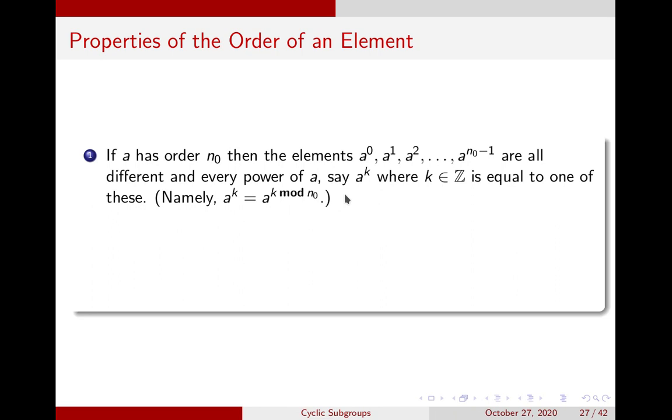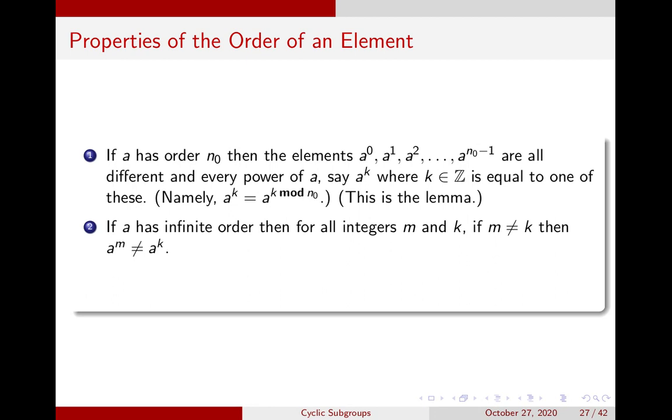This we saw earlier. If you take a to the k, where k is any integer, a to the k will be the same as a raised to the power k mod n sub 0. And the remainder, when you divide k by n sub 0, has to be one of the numbers 0 through n sub 0 minus 1. And if a has infinite order, then for all integers m and k, if m and k are different, then a to the m will be different from a to the k.